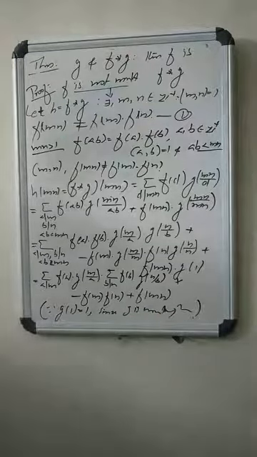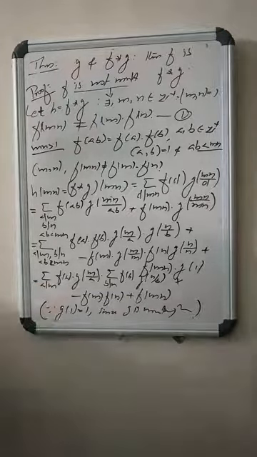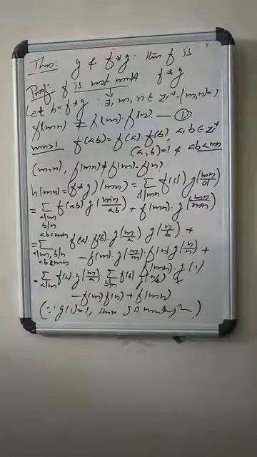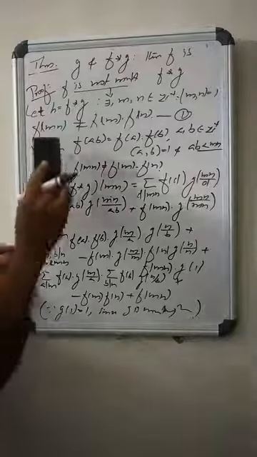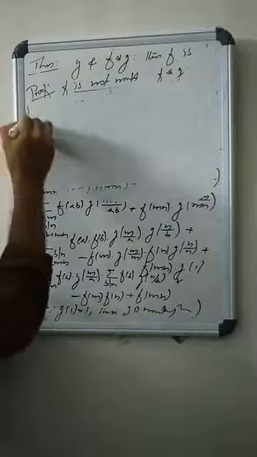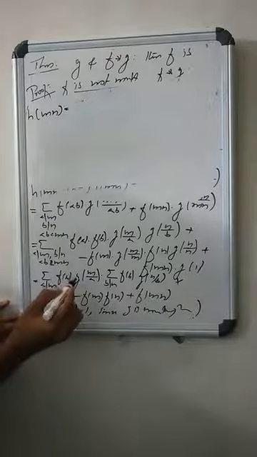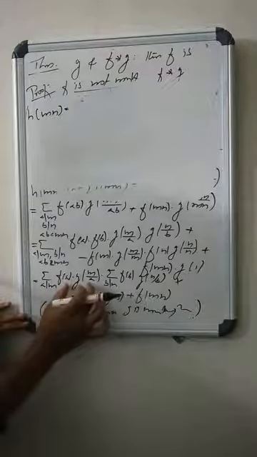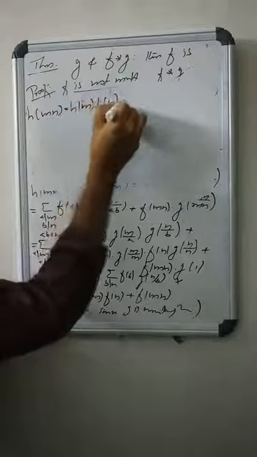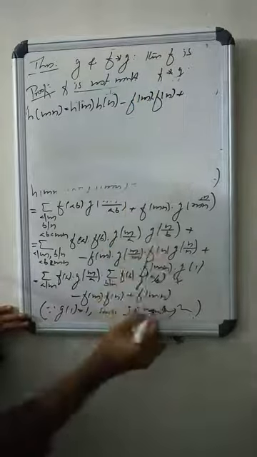So finally, what is h of MN? The sum over A dividing M of f of A into g of M by A, into the sum over B dividing N of f of B into g of N by B, minus f of M into f of N plus f of MN. Agreed? Rewrite as h of MN equals h of M times h of N minus f of M, f of N plus f of MN.